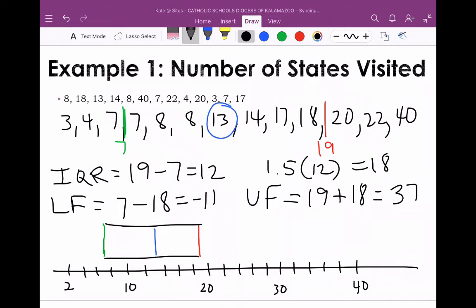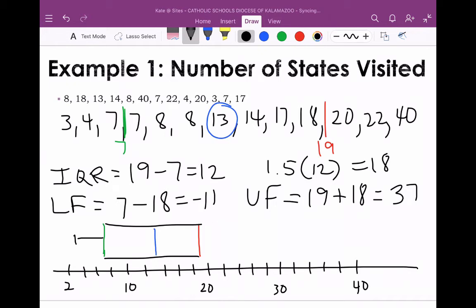So that's our box. Then our whiskers would go out to our minimum and maximum values if they were within our fences. Since our lower fence is -11, 3 is absolutely within that fence. So I can go ahead and plot 3 and draw a smaller line perpendicular to the number line and then connect it to the box.